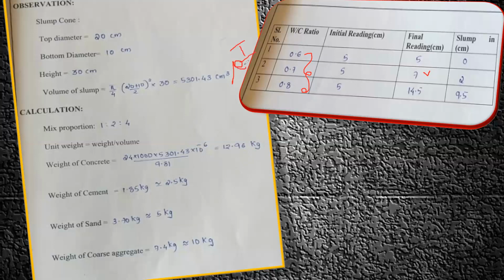If there is a flow, then there is a subsidence. So that is why you can see 5, 7 and 14.5. Now coming to the slump, what you do is final reading minus initial reading. So 5 minus 5 is 0, so this is 0, there is no slump at all.